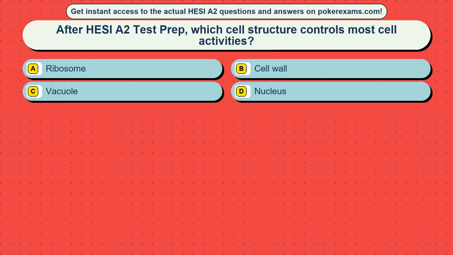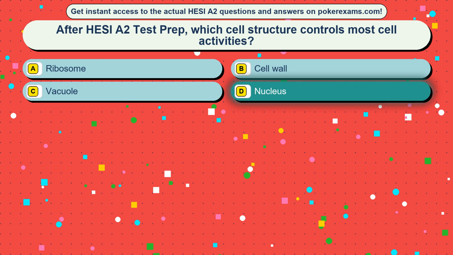Question 46. After HESI A2 Test Prep: Which cell structure controls most cell activities? Option A, ribosome. Option B, cell wall. Option C, vacuole. Option D, nucleus. The correct answer is option D, nucleus.